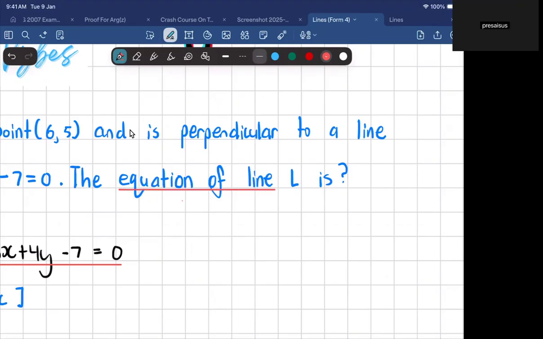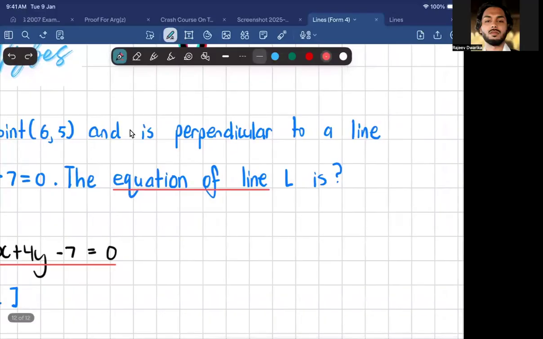The equation of a line. Yeah, what's the equation of a line? Not the gradient. There's no such thing as the equation of the gradient. You were telling me the formula for the gradient, right? When I ask you for the equation of a line, it's always y is equal to mx plus c.